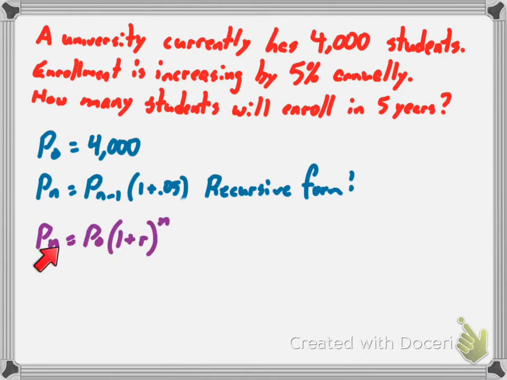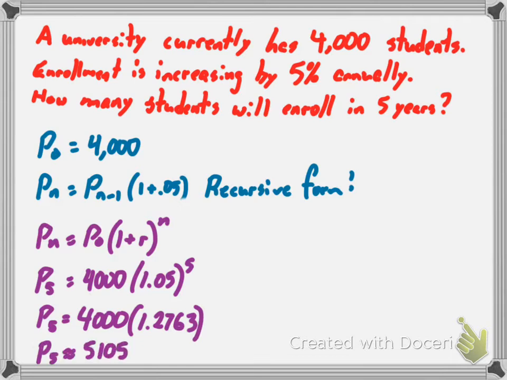So P in any period, the population of students in any period, is just the starting point times 1 plus r to the nth power. So in the 5th year, it would just be 4,000 times 1.05 to the 5th power. I like actually writing it out like this because this shows 1.05 to the 5th power is 1.2763 something something something expanded. So this shows that after 5 years, the population is actually growing by about 28%. So that's what this number is really showing us. It's the 5-year growth. And that translates to approximately 5,105.